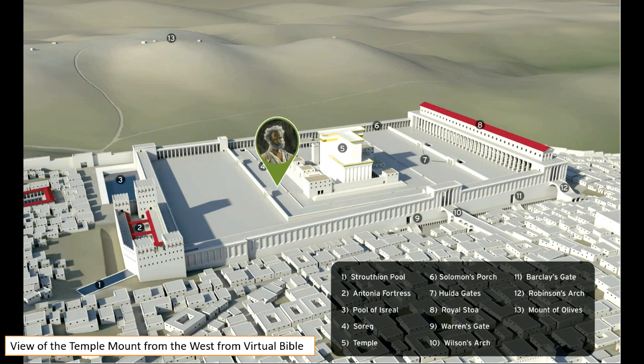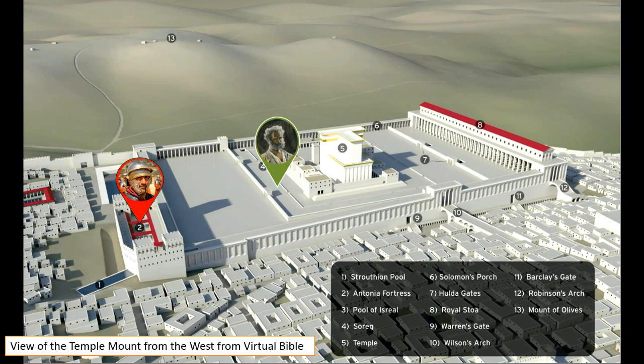Now, the Antonia Fortress was built before the time of Jesus, before the time of Paul, during the war that changed the Roman Empire from a republic, where they had senators and were led by the people, to being an empire. Forgive me for blanking right there. But that's when this was built.